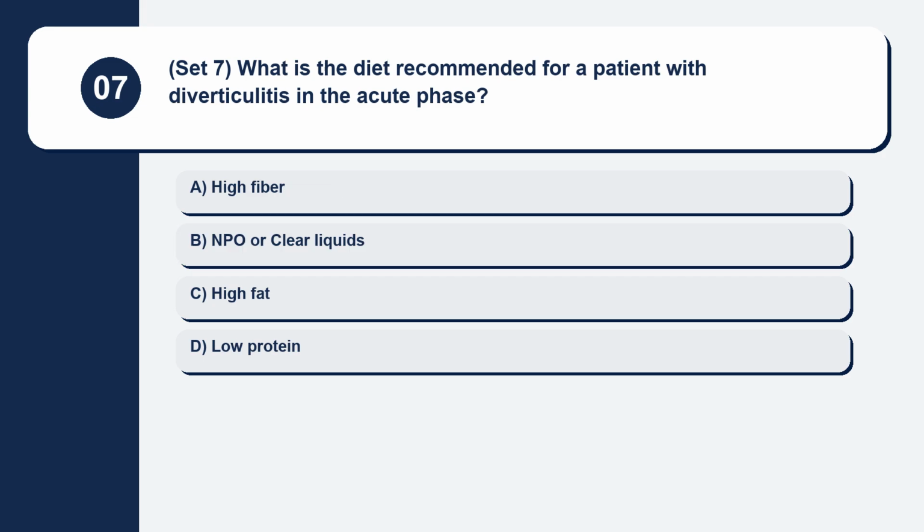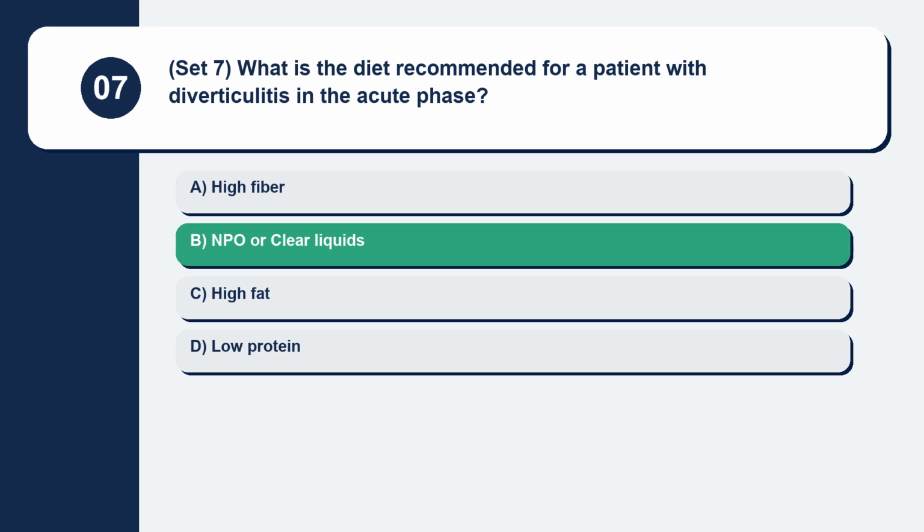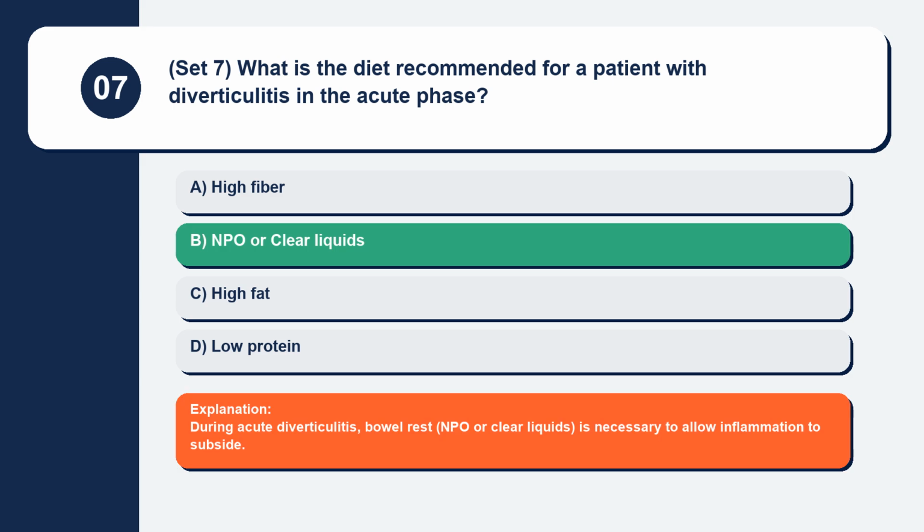Question 7. Set 7. What is the diet recommended for a patient with diverticulitis in the acute phase? High fiber, NPO or clear liquids, high fat, low protein. During acute diverticulitis, bowel rest, NPO or clear liquids, is necessary to allow inflammation to subside.